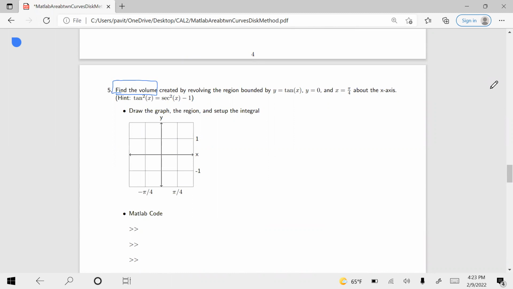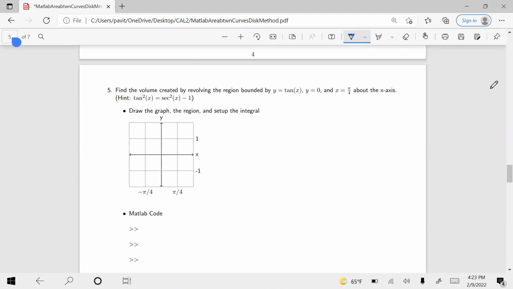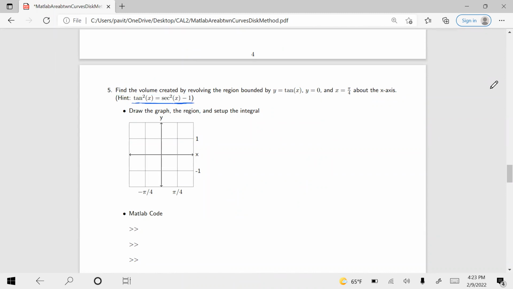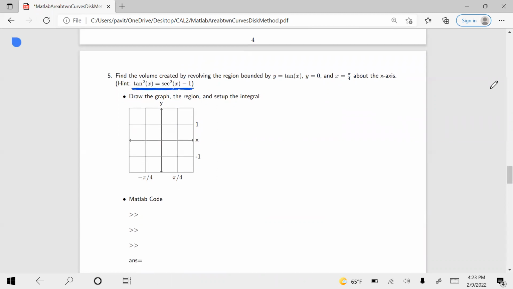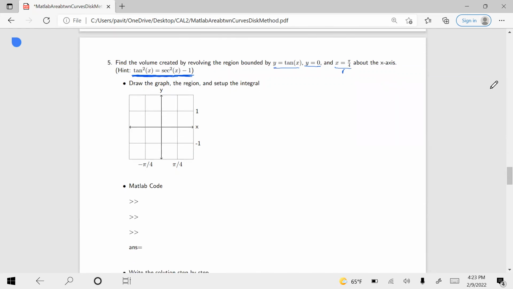We also have a hint given here, so we can make use of this. I have taught you this identity formula in lab 2, right? We learned this while solving problems. Now, what do we have? We have y equal to tan x, y equal to 0, and x equal to pi by 4, right? Where is that? We have pi by 4 here. So x is pi by 4. That means we are going to have it here.